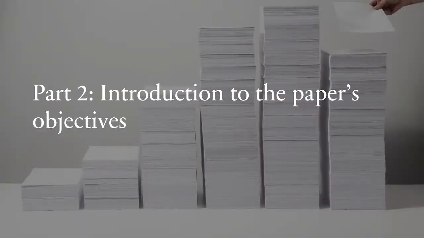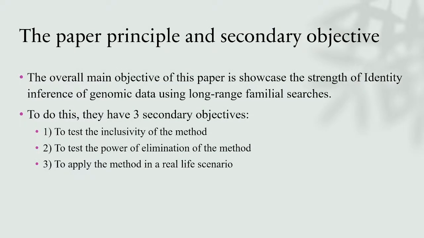So with all that knowledge in mind, let's go to the paper's objectives. The overall main objective of this paper was to introduce and showcase the strength of identity inference of genomic data using long-range familial searches. I know that's a lot of words. So basically, we are trying to identify somebody just from their genomic data. And we're doing this by first trying to find their long-range relatives, so not counting immediate family, such as siblings or parents.